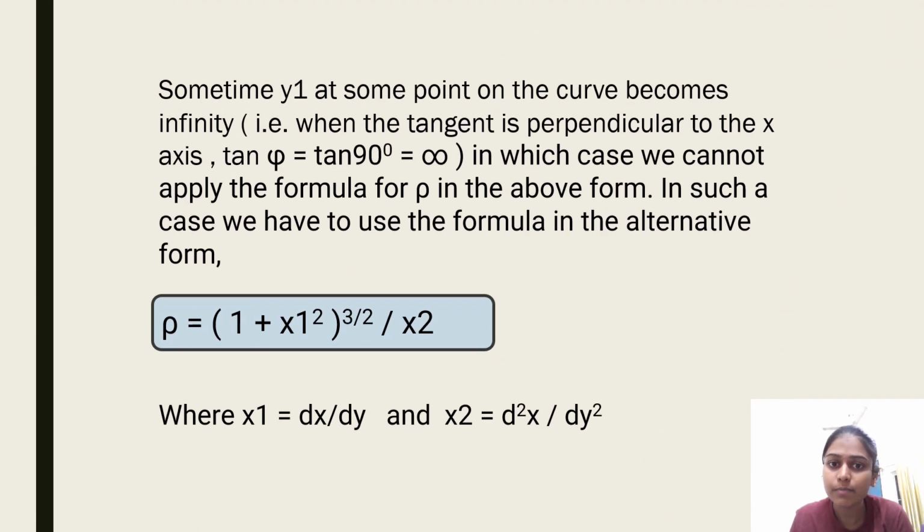Sometimes y1 at some point on the curve becomes infinity. For example, when the tangent is perpendicular to the x-axis, tan psi is equal to tan 90 degrees, which is equal to infinity. In which case we cannot apply the formula for rho in the above form. In such a case, we have to use the formula in the alternative form: rho is equal to 1 plus x1 square power 3 by 2 divided by x2, where x1 is equal to dx by dy and x2 is equal to d square x by dy square.